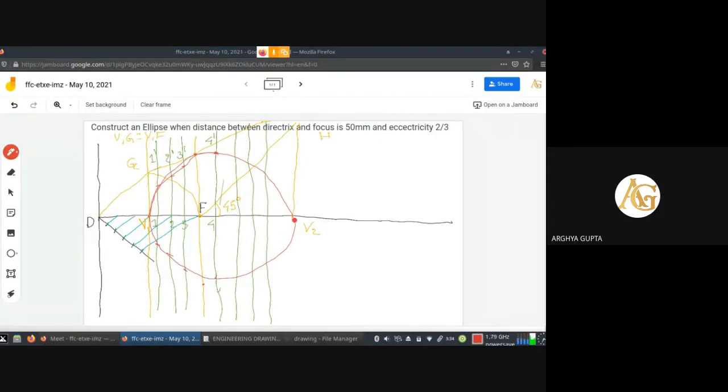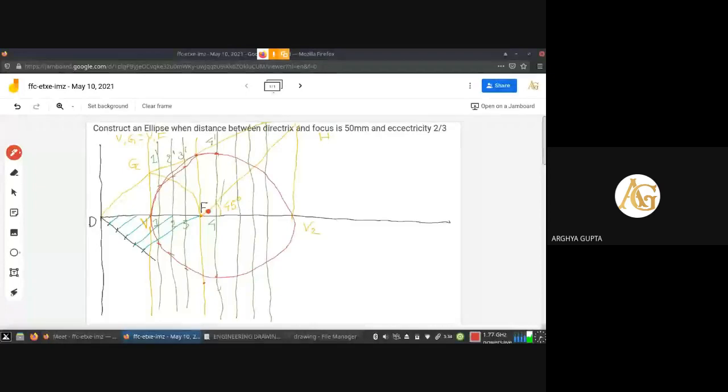Remember one thing, how the point V2 has been obtained. A 45-degree line has been drawn from F, and this will cut the extended DG line at H. So through H, if we draw a vertical line, then the second vertex will be formed. That's how an ellipse is constructed.